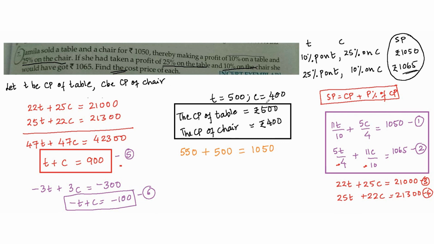Whereas if I make 25% profit on the table, so 25% of 500 is 125. So the selling price would be 625, plus 10% profit on the chair is going to make it 440. So if you add these two, you get 1065, which matches our second condition, and hence our solution is right.